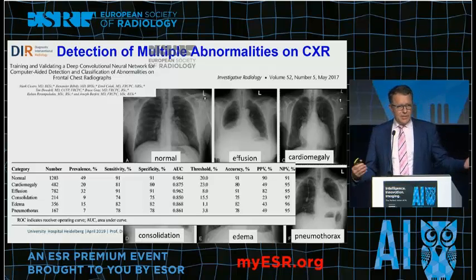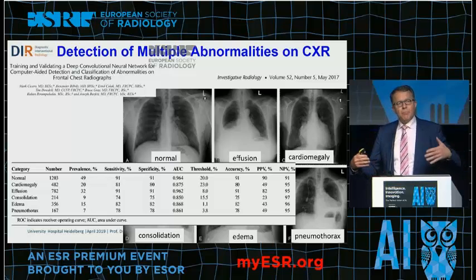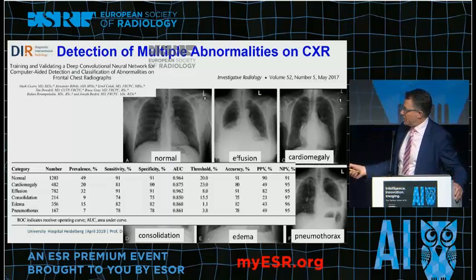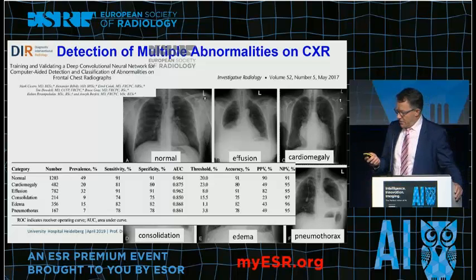And not surprisingly, there are findings that are more easy to detect, like normal findings, 91%, effusion, 91%. Consolidation seems to be somewhat more complicated, only in the 70s, edema in the 80s, cardiomegaly in the 80s, and pneumothorax just below 80% in this study.